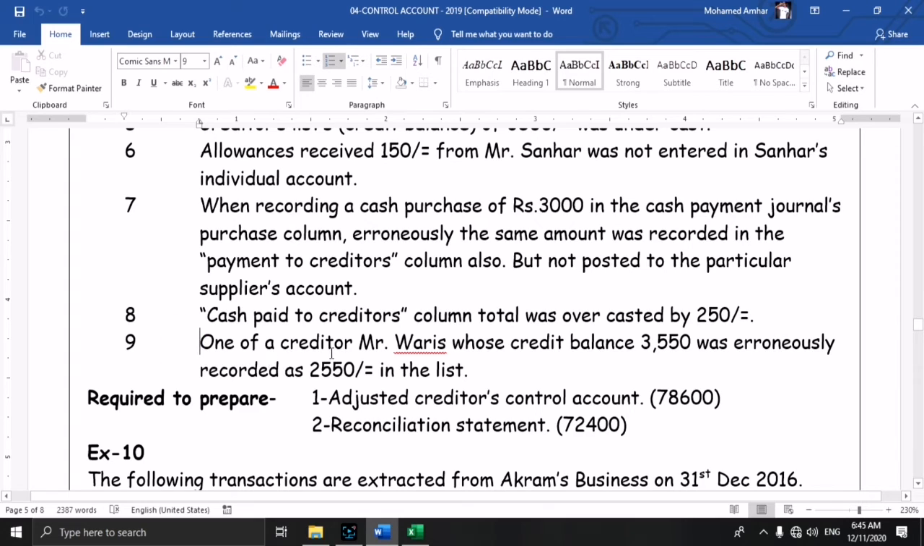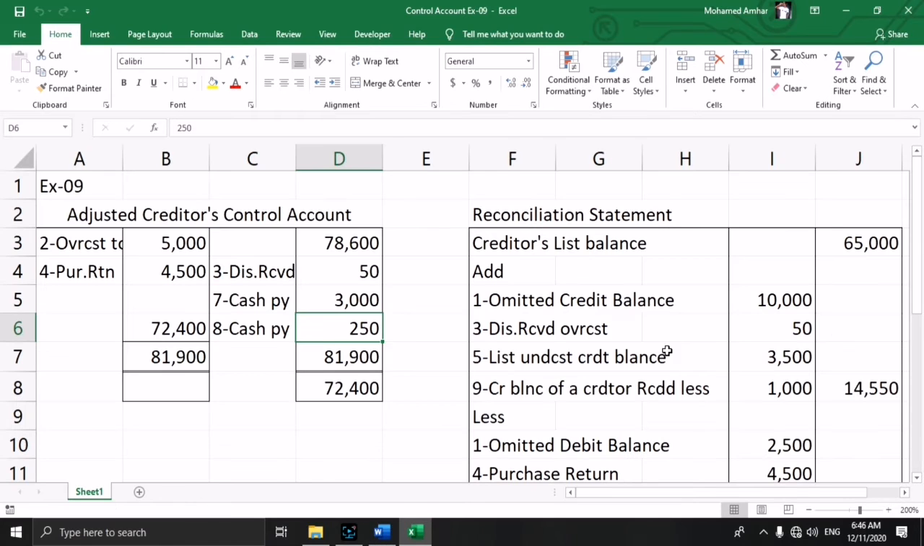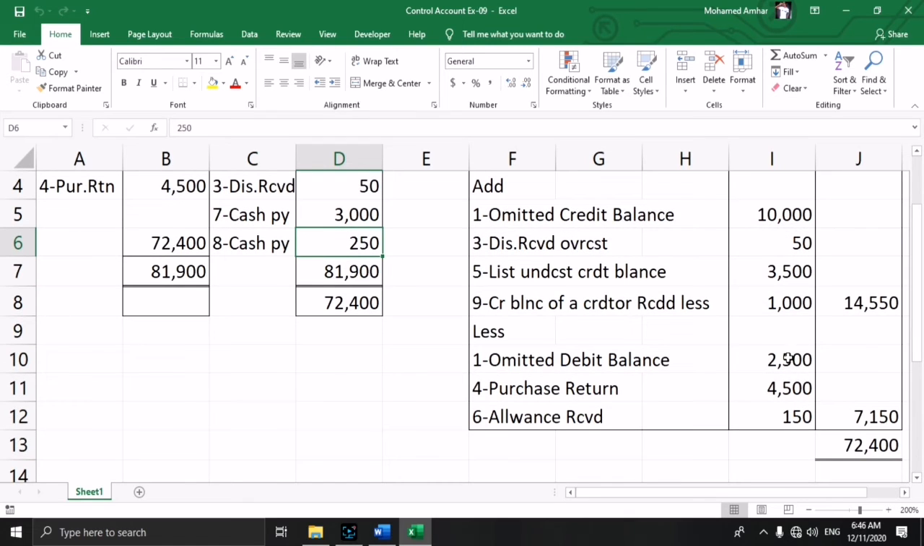Last one. One of the creditors, Mr. Varis, whose credit balance of 3550 was erroneously recorded as 2550 in the list. So in the list it is 1000 less. So you have to add 1000.